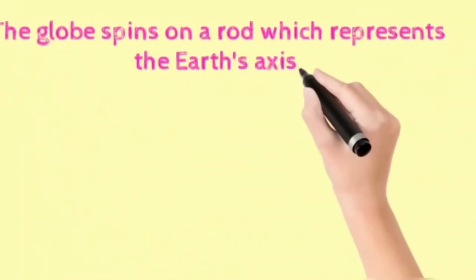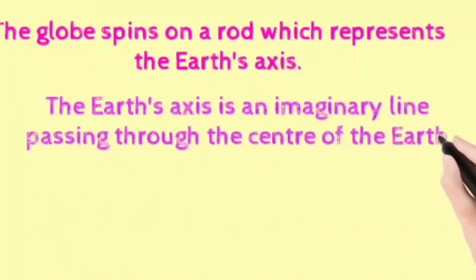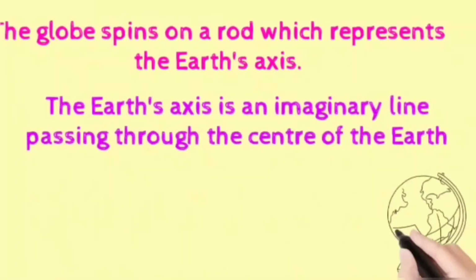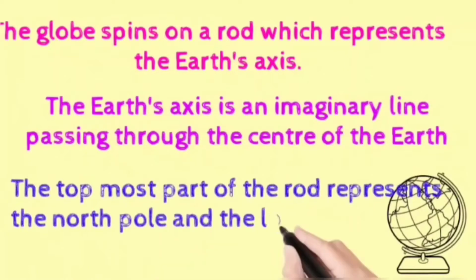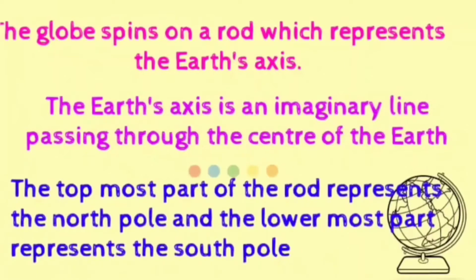The globe spins on a rod which represents the earth's axis. The earth's axis is an imaginary line passing through the center of the earth. The topmost part of the rod represents the North Pole and the lowermost part represents the South Pole.